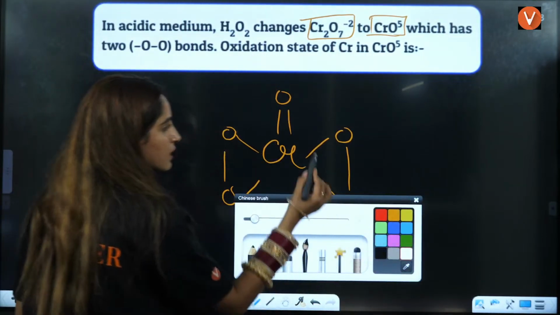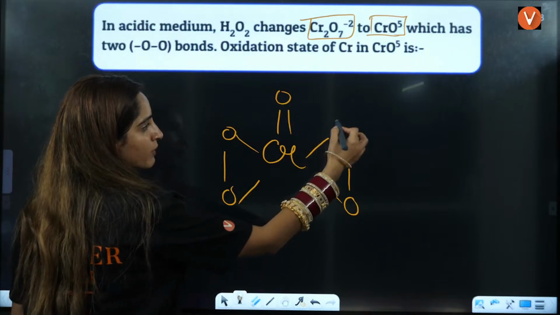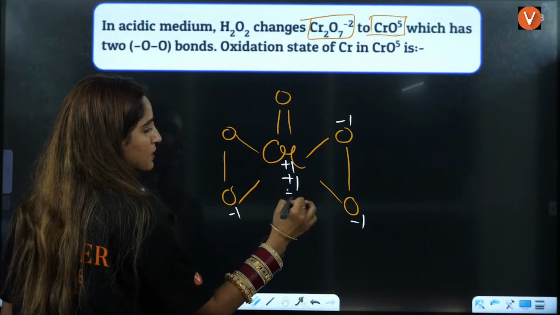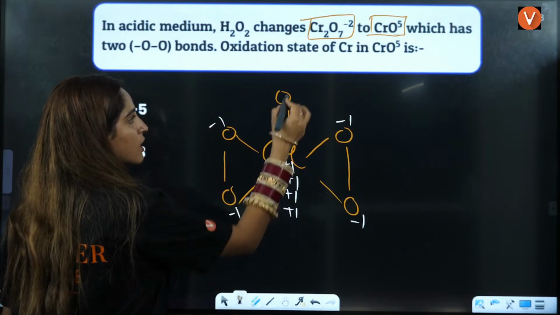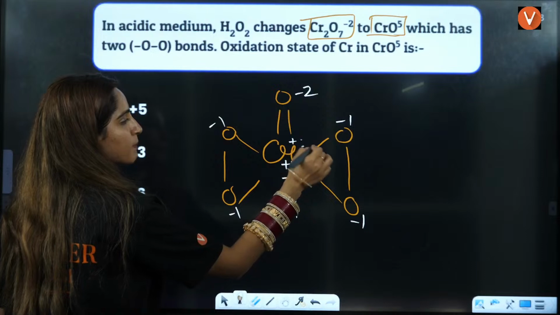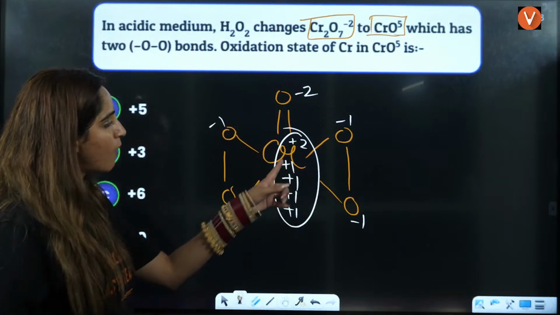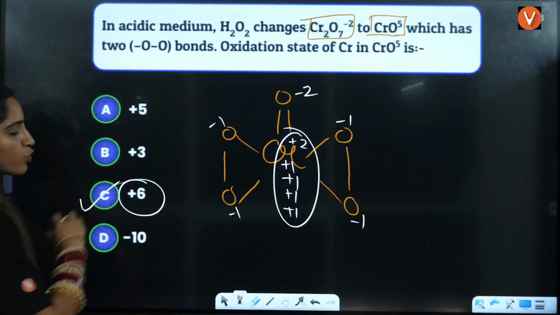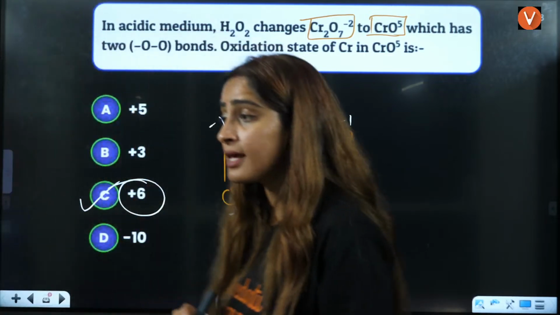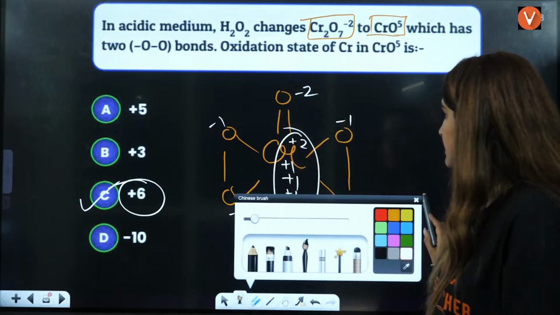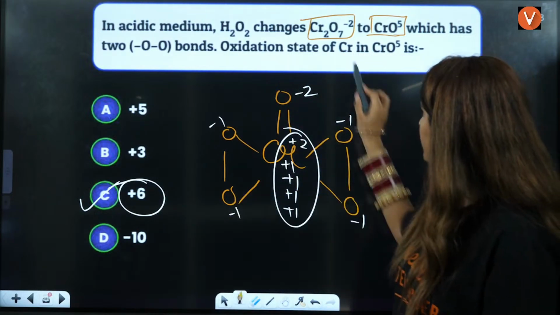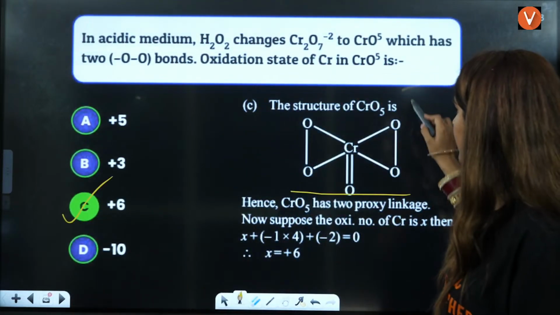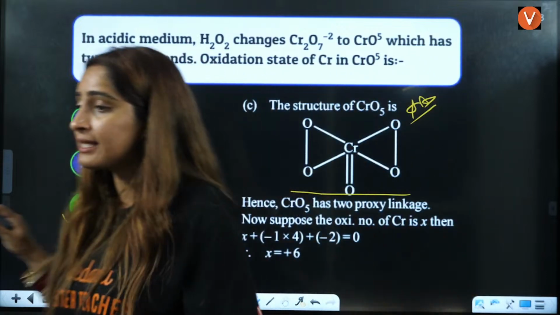So if you see this here, single bond means this is -1 plus 1, -1 plus 1, -1 plus 1, -1 plus 1, -2 because double bond, this will be +2. So the total number is 1, 2, 3, 1, 2, 3, 4, 5, 6. So chromium is going to have +6 oxidation state. That is, C is the correct answer. Okay, because they are asking you about chromium here. So +6 is the correct answer. Very, very important: it has a butterfly-like structure.